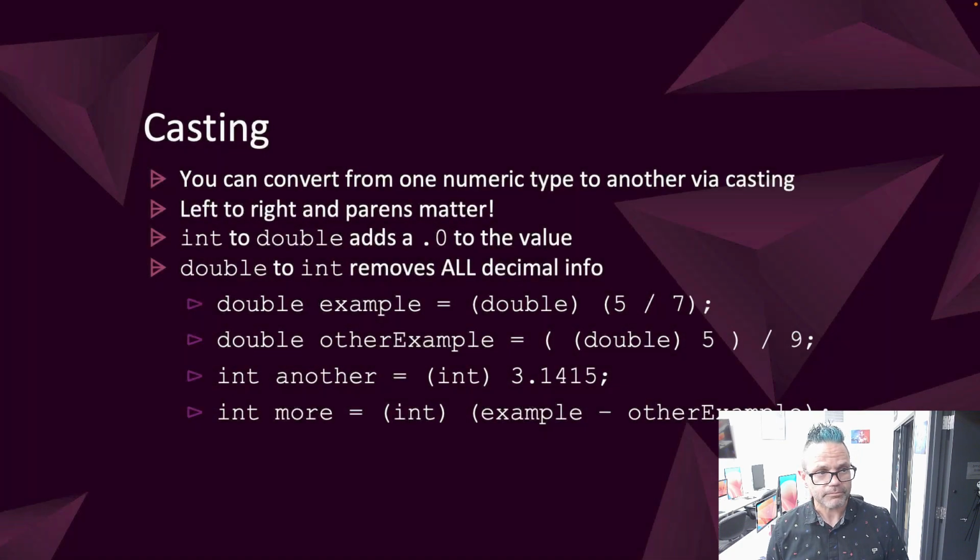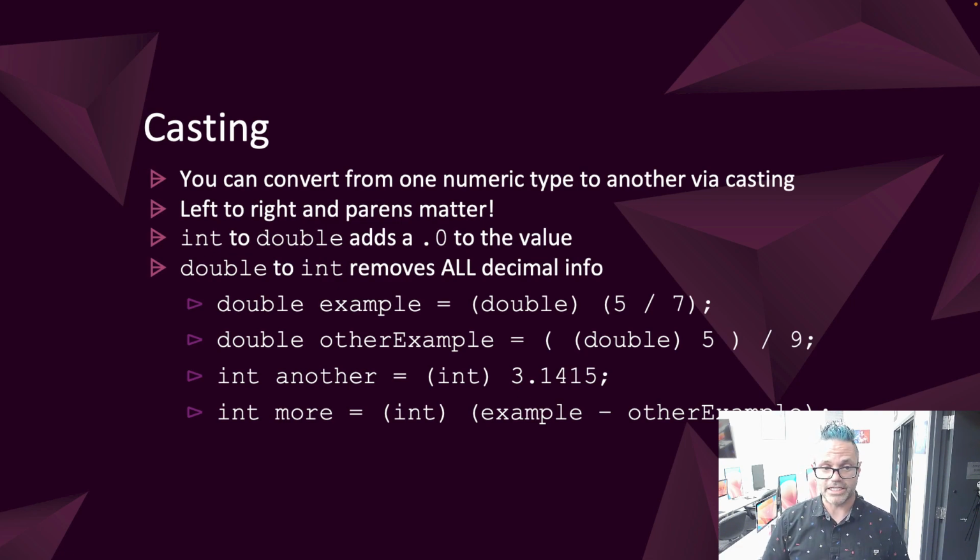Hope that's helpful. You can also do casting. So you can convert from one numeric type to another numeric type via casting, and left to right and parens matter as we're doing with this because again, PEMDAS is kind of a thing. So int goes to double, it adds a 0.0 to the value, and double down to int removes all decimal information. So we have double example is equal to casting of double of 5 divided by 7. So we'll do the division of 5 divided by 7, which is 0, and turn that into a double, which is 0.0. We have double other example is equal to the double value of 5, which is going to be 5.0, and we take that value, 5.0 divided by 9, which now is a double value, so we have 5/9 for other example.